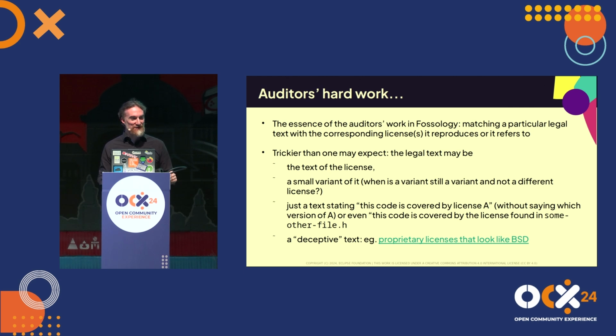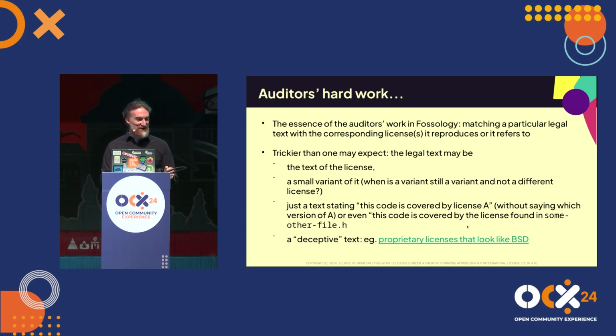Another thing about the auditor's work: maybe in some cases, the legal text that you find in the source code is the text of the license, and that's easy. Maybe it's a small variant of it, and it's more difficult because you need to identify the changes and see if they are relevant or not. Or maybe it's just a text saying this code is covered by license A without saying which version of license A. So you need to do a little bit of research and understand which version, I don't know, of the GPL or the BSD license is used. Or maybe this code is covered by the license in some other file, and you need to look in the other file.